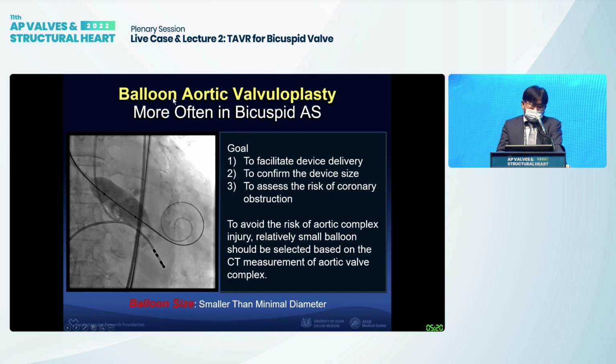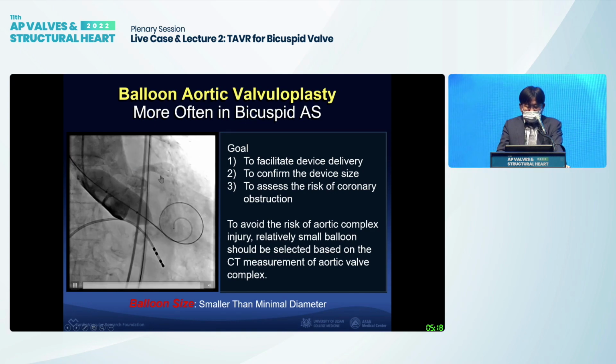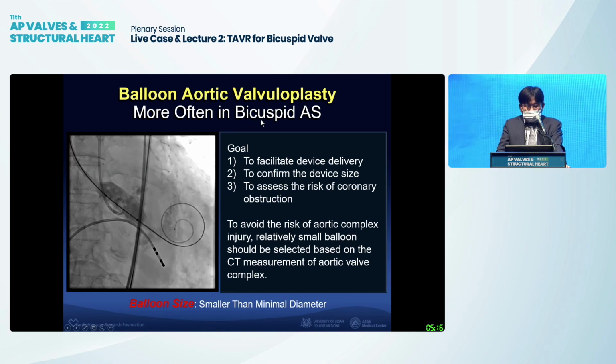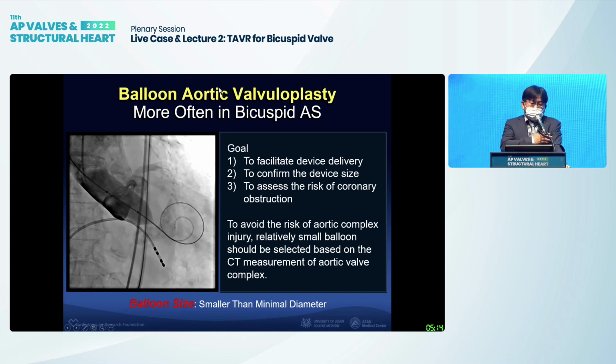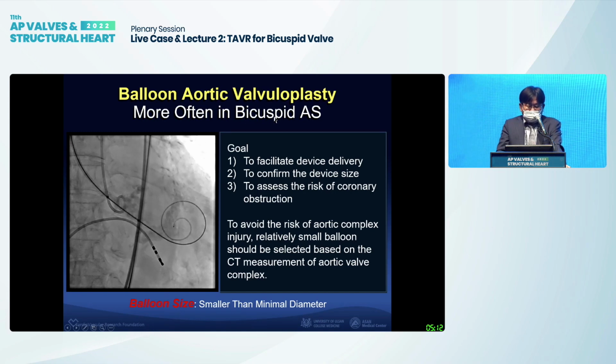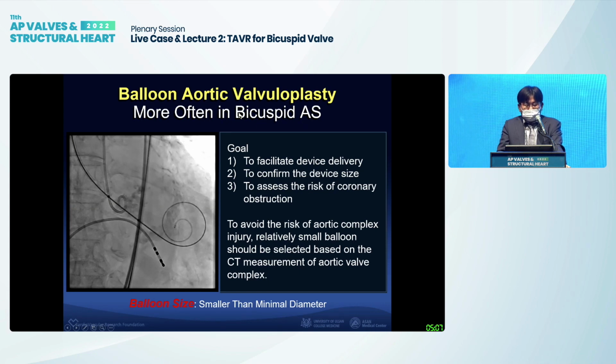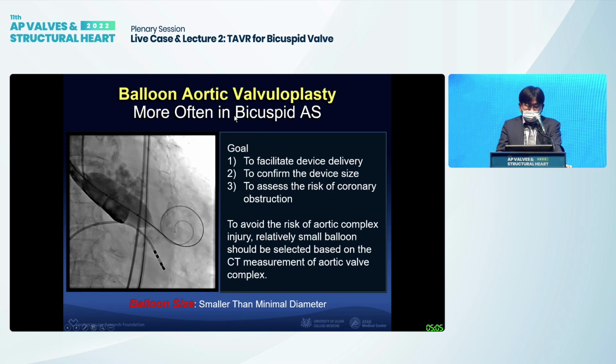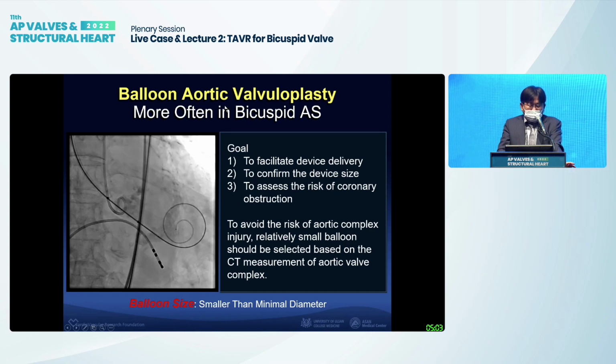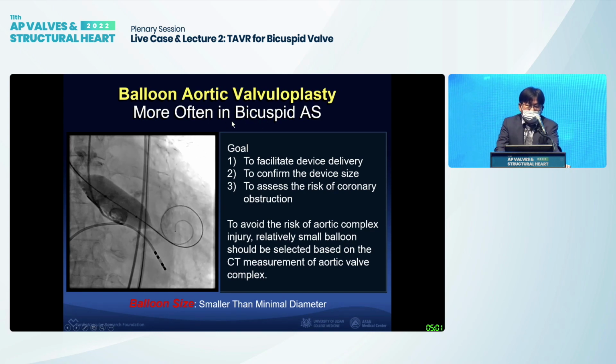So balloon valvuloplasty before device delivery in tricuspid aortic valve is not routine, but in bicuspid aortic valve disease, balloon valvuloplasty is more frequently performed because of heavy calcification. What is the goal of balloon valvuloplasty in bicuspid aortic valve?